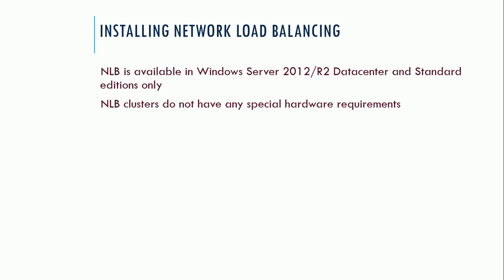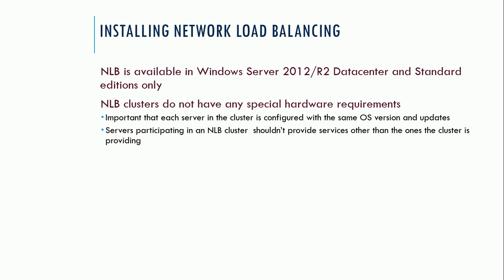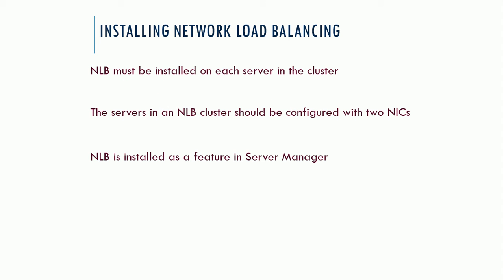Basically, network load balancing is available as a service in 2012 Data Center and Standard editions. It does not have any special hardware requirements, but it's important that each server in the cluster is configured with the same OS version and updates. So you have to have the same operating system version. All the Windows updates have to be the same version. Everything has to be identical. And the servers participating in the cluster shouldn't provide services other than the ones the cluster is providing. So you can't really have any other services listening on those other IP addresses, like the .2, 3, and 4 that you saw on the previous slide. Everything has to be set up just right, as I said before.